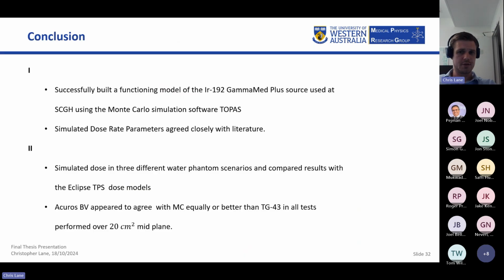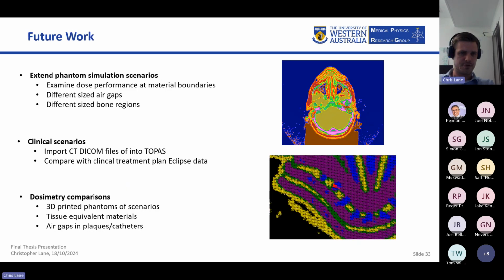So my conclusion is I successfully built an Ir-192 GammaMed source, simulated the dose rate parameters, and compared the three results with Eclipse, and Acuros appears to agree with Monte Carlo equally or better than TG43 with the experiments I performed. There's some further work to be done, though. We want to examine the dose performance at material boundaries, different sized air gaps, different sized bone regions, import CT DICOM files into TOPAS, compare with clinical treatment plan with Eclipse data, and then you could do some dosimetry comparisons as well.